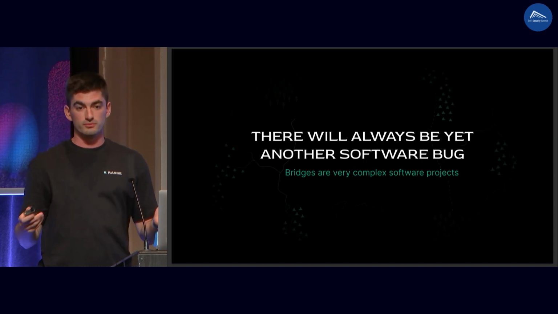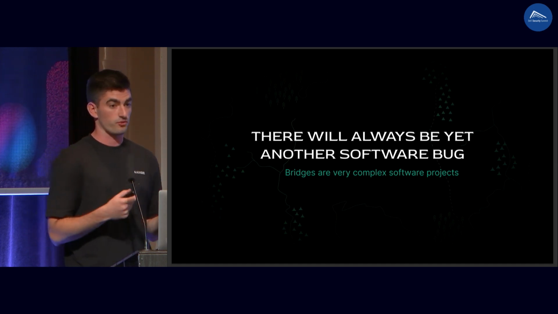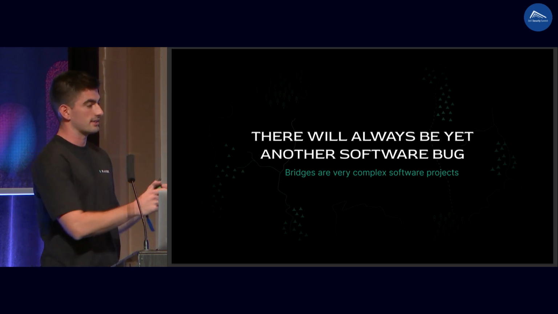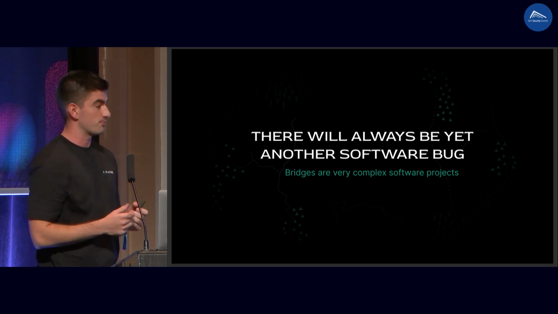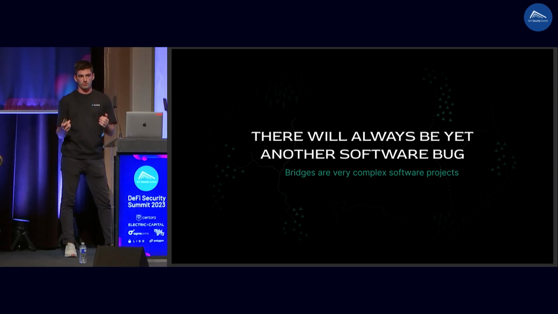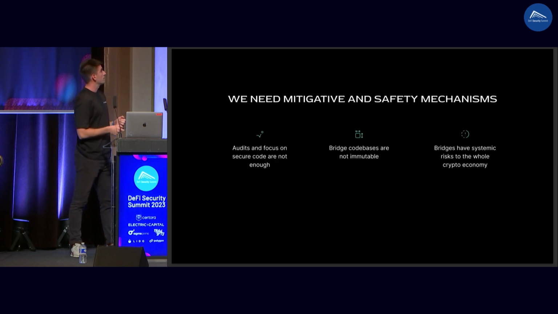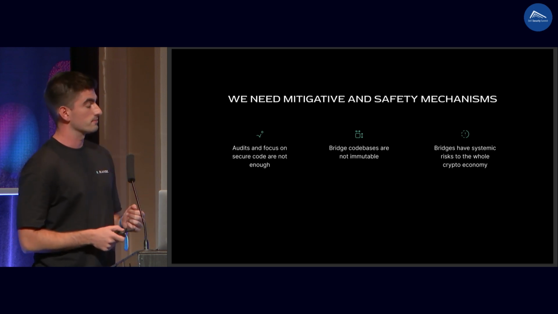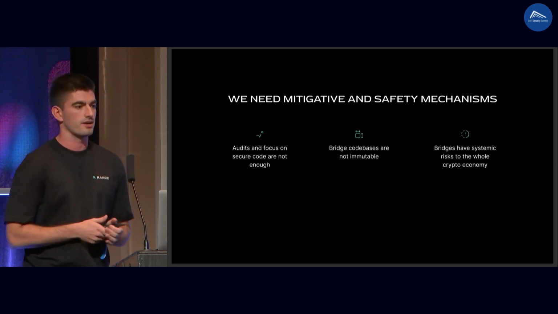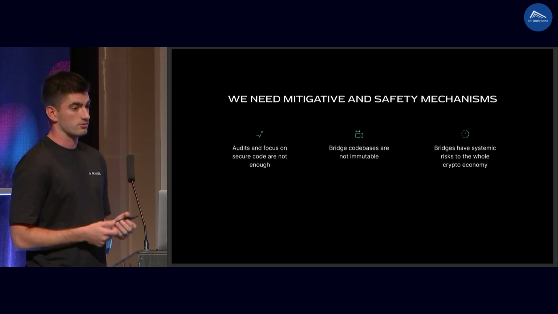So we need to assume as an industry that, whether we like it or not, there will always be yet another software bug. And also, as we move more to trust-minimized and trustless bridges, they are more complex. They are very complex software projects, for example at the bleeding edge of ZK and distributed systems, so there will always be bugs. We need more proactive and mitigative safety mechanisms. Audits and focus on code are not enough, and also bridge code bases are not immutable, so they are very large code bases that are really not immutable. And also bridges have a systemic risk to the whole crypto ecosystem.